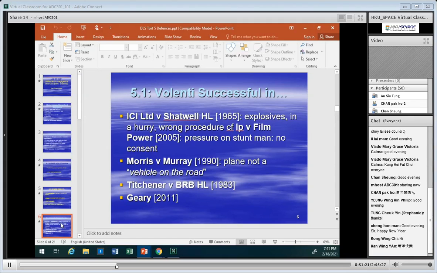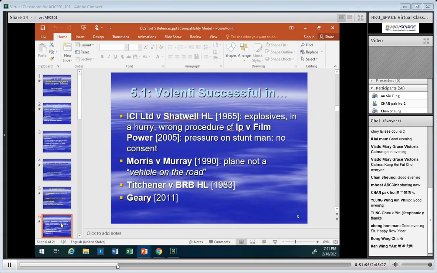Morrison v Murray is an interesting case. The point about Morrison v Murray is that volenti was established. There was a voluntary assumption of the risk because the passenger on the plane knew that the pilot was drunk. He had knowledge of the risk, and of course, you're in a plane, so obviously there's a big danger there. He had agreed to accept the risk because he's the one who climbed on board the plane. He had acted voluntarily, and so the defence of volenti succeeded in Morris v Murray.